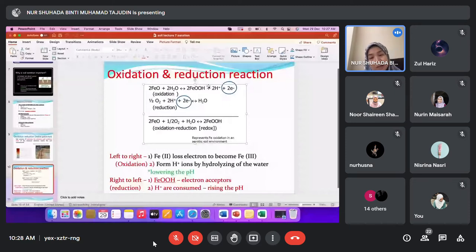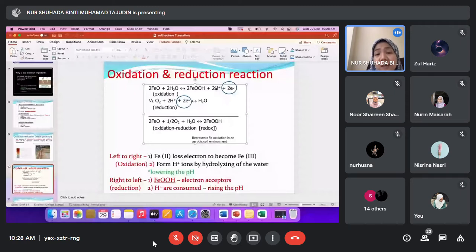it's a weathering process. Oxidation is a weathering process kan, belajar kan dulu yang saya ajar, ada empat proses chemical weathering. So when a weathering process happens, actually it is lowering the soil pH because it is contributing the H+ through here. While another condition is when the Fe3 is changed to Fe2.